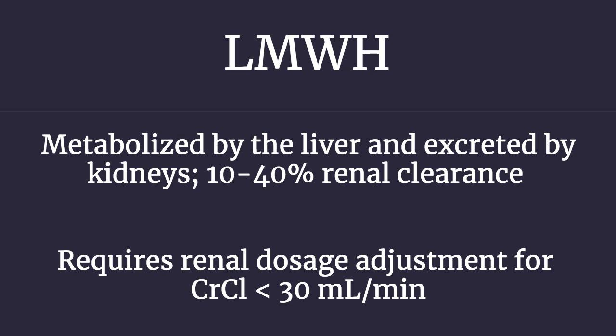About 10 to 40% of it is renally cleared, and therefore renal dosage adjustment is required for creatinine clearance less than 30 milliliters per minute. You start to get worried when the creatinine clearance is between 30 to 50 as well, but definitely dose needs to be reduced when it's below 30.